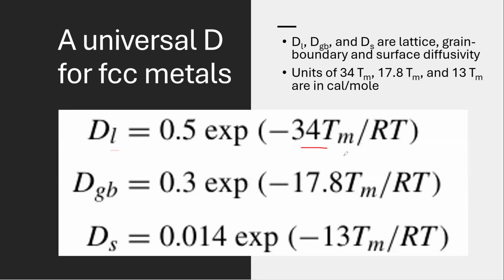All right, so it's 34 Tm versus RT, divided by RT, where R is the gas constant. Grain boundary is 17.8, that's roughly 1/2. And the surface is even lower. So the lower the value of activation energy, the easier it is.